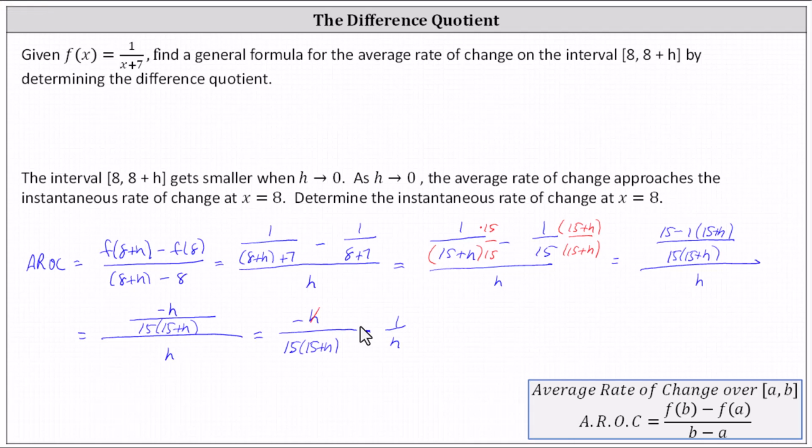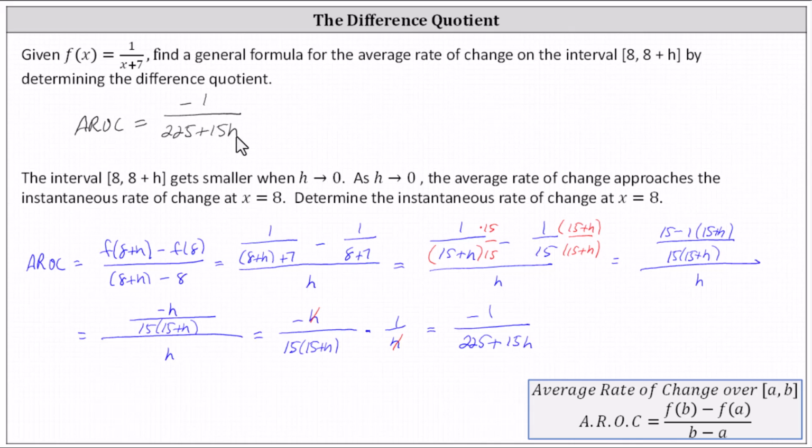h divided by h simplifies to 1, leaving us with the average rate of change as negative 1 divided by, let's multiply out the denominator. 15 times 15 is 225, and then we have plus 15 times h, which is 15h. So for the first part of the question, the average rate of change for the given function over the closed interval from 8 to 8 plus h is negative 1 divided by the sum of 225 and 15h.